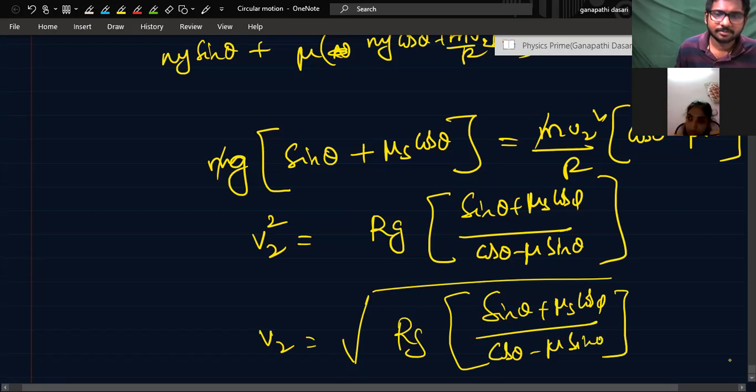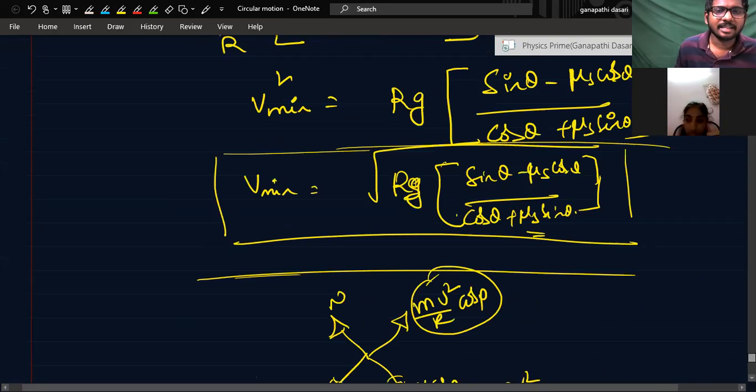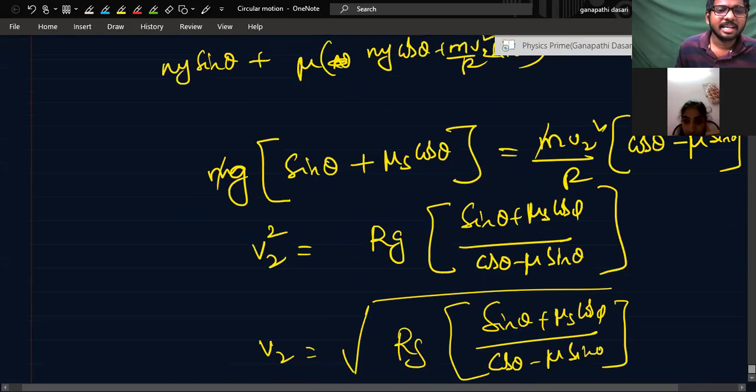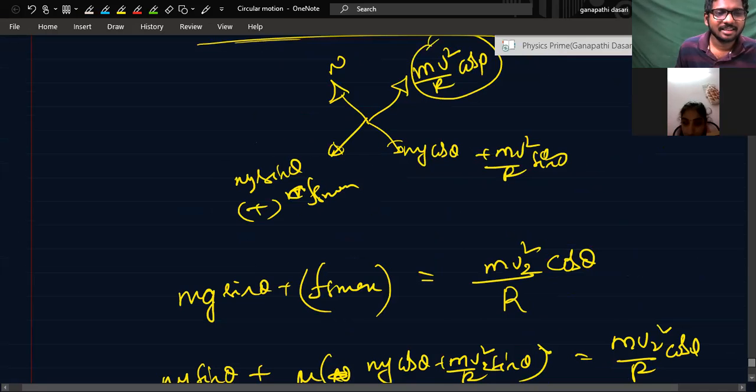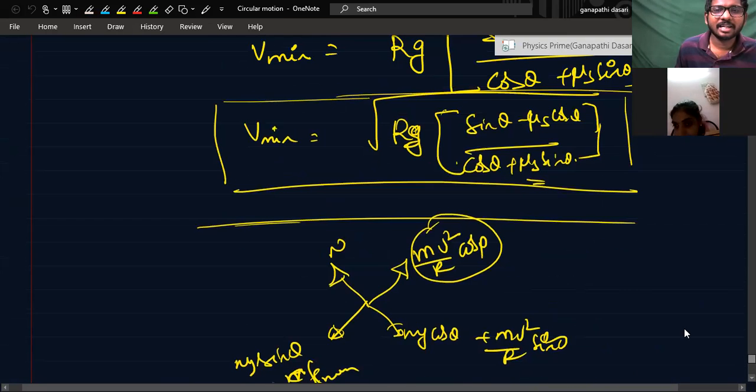Are you understanding? But the important points to remember here: you see some pattern here. Sin theta minus mu cos theta by cos theta plus mu sin theta. Here, minimum value we need, so the numerator will be minus.